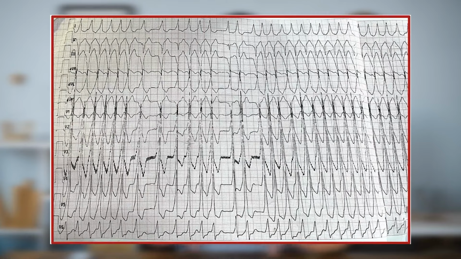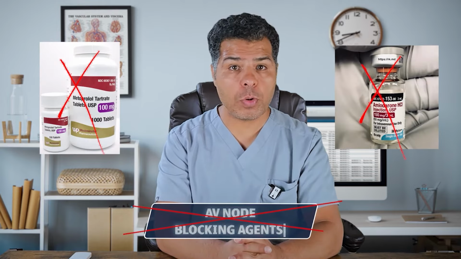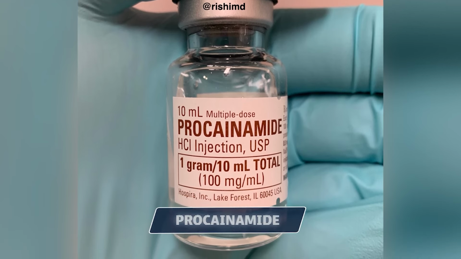Irregular wide complex tachycardia with a rate above 200 raises the suspicion of atrial fibrillation with WPW. If irregular wide complex tachycardia is suspected, avoid all the AV blocking agents and amiodarone. Here, procainamide is the drug of choice for irregular wide complex tachycardia.